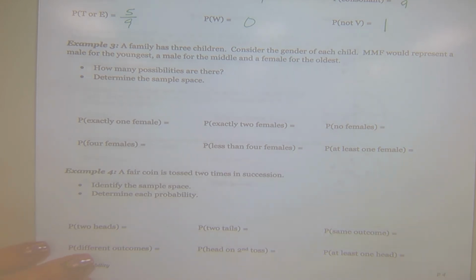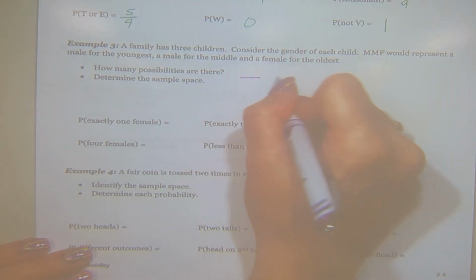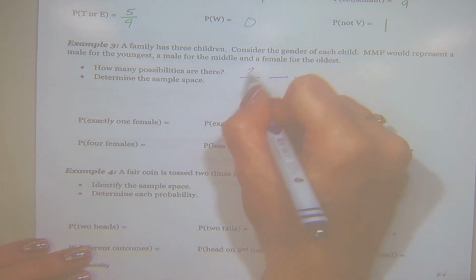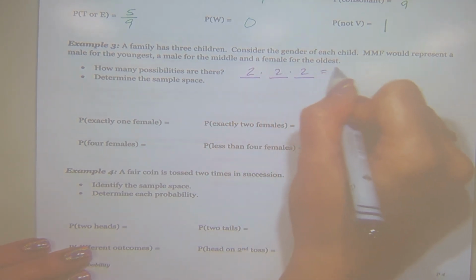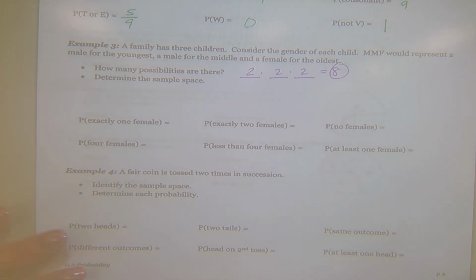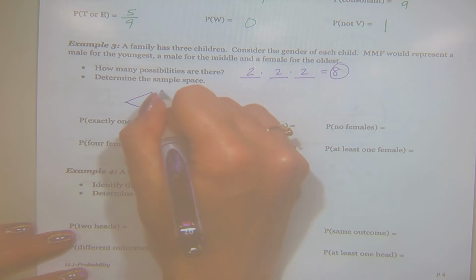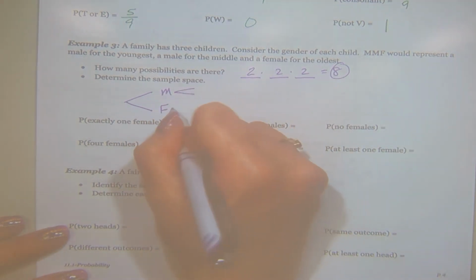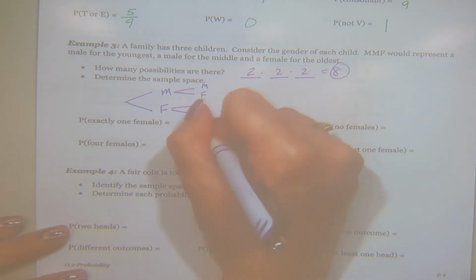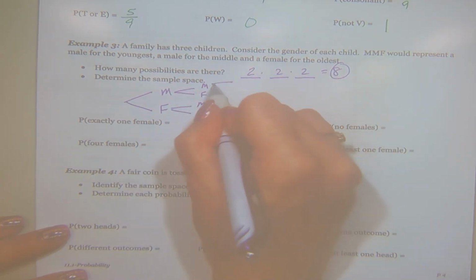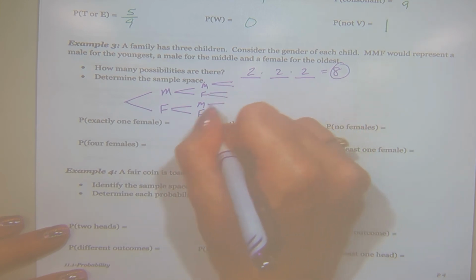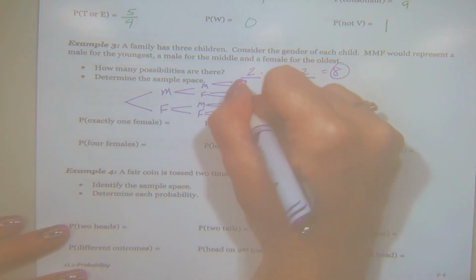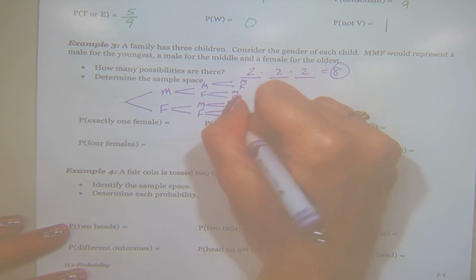Actually, it comes out to be kind of a fundamental accounting principle for me. That each time a child is born, I've got 2 options, male or female. So it comes out that there are 8 different arrangements for birth order. That first child is born, it's either a male or a female. And then the next child is born, and it's either a male or a female. And then that third child is born, still either male or female.